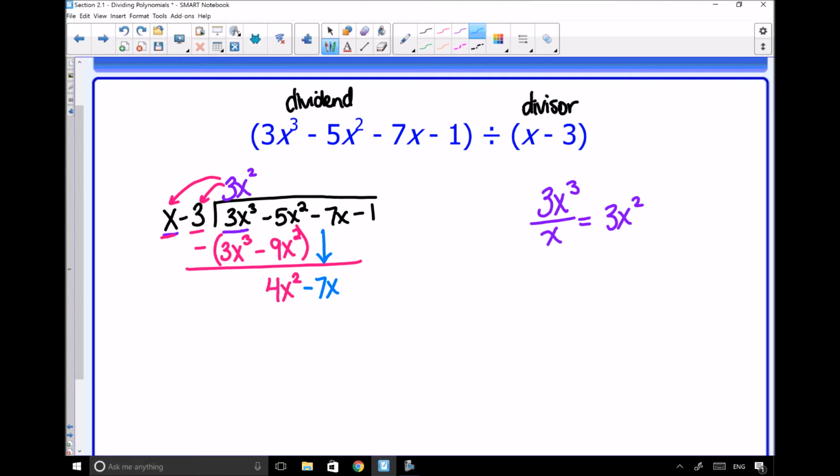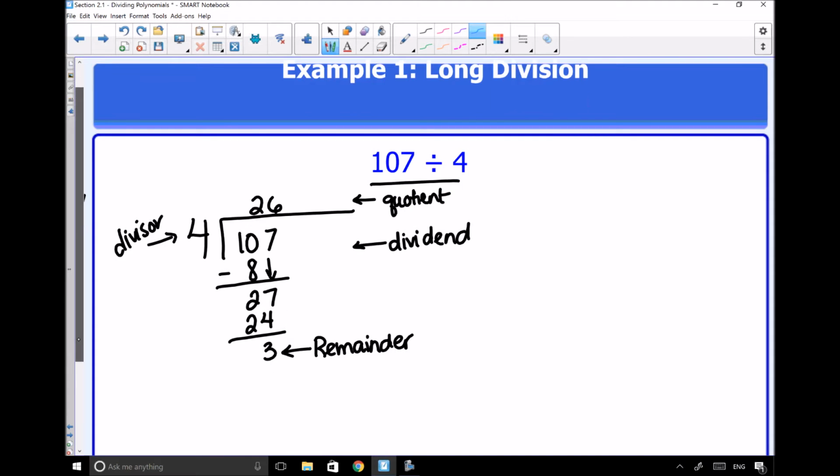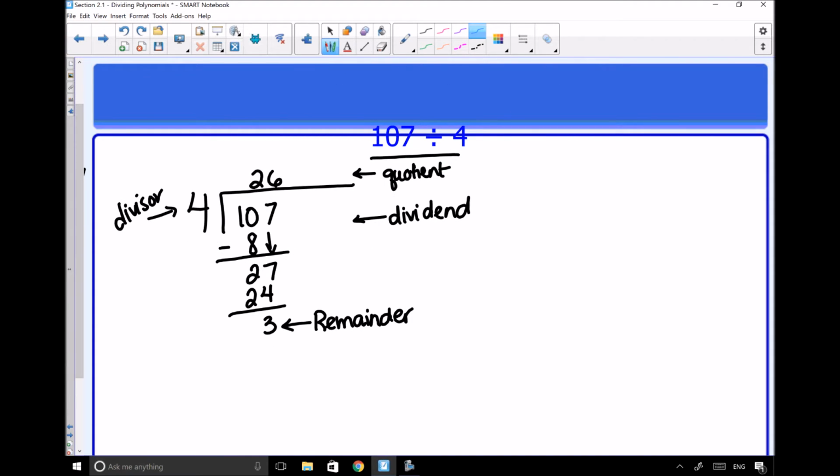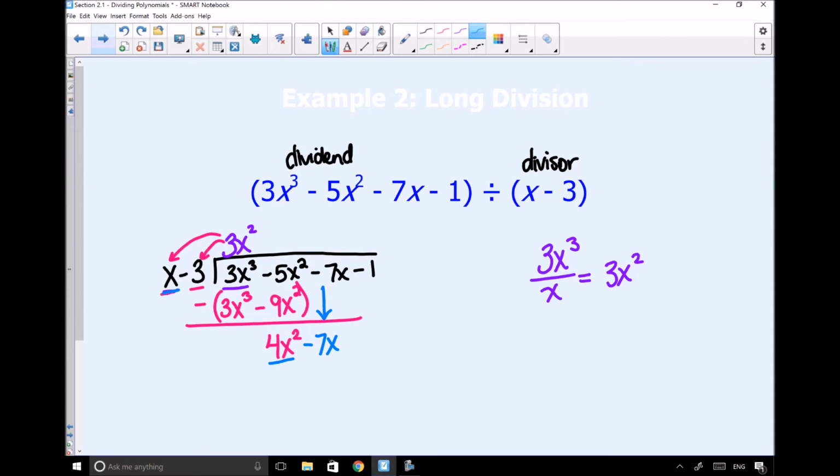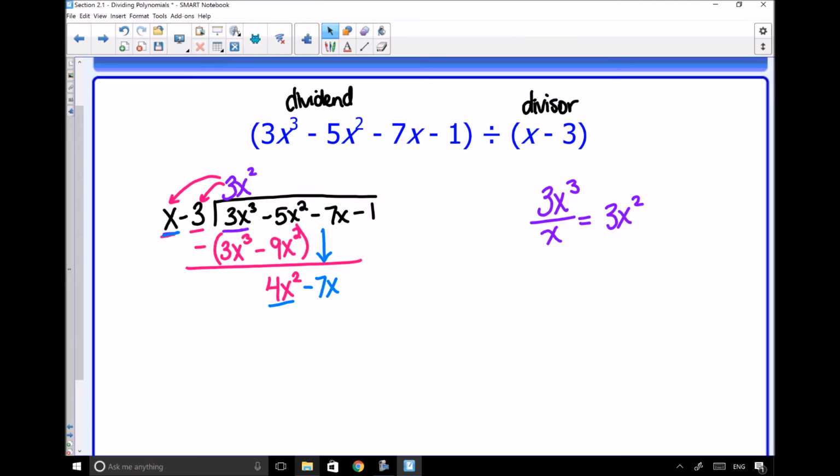The next thing I need to do is figure out how many times this x right here will go into this 4x squared. Just like right here, we figured out how many times does this 4 go into this 27. Okay, so let's go ahead and do our division right here. So I'm going to take my 4x squared and I'm going to divide that by x. And I know that 4x squared divided by x is going to give me 4x.